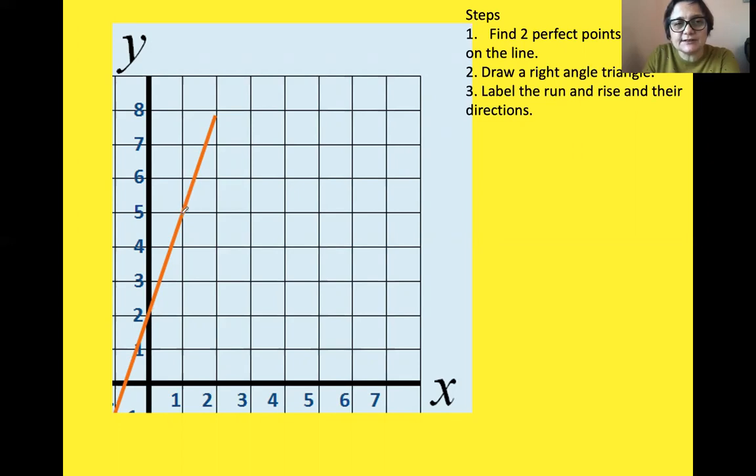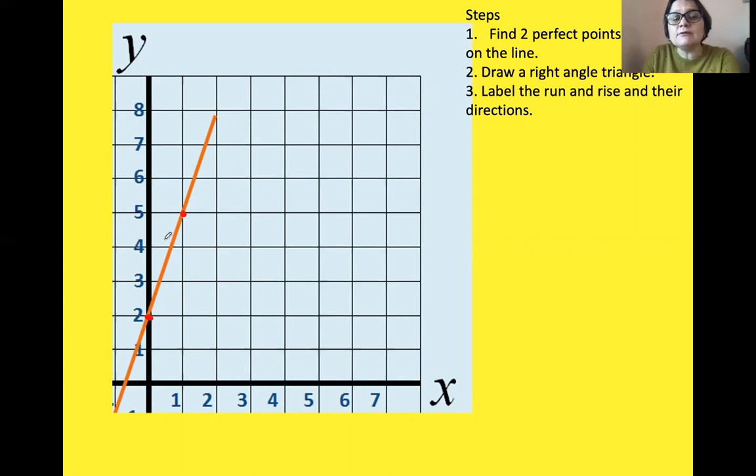So this one here, for example, could be taken as a perfect point of the line. And another one, I'm going to select this point here. So this is (0, 2), and this one is (1, 5).